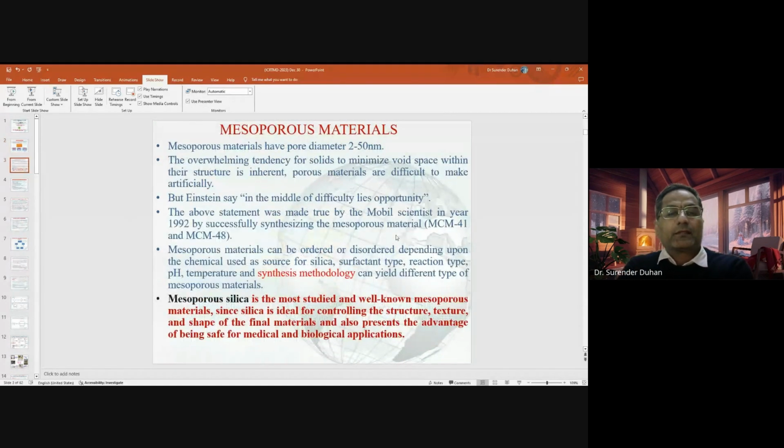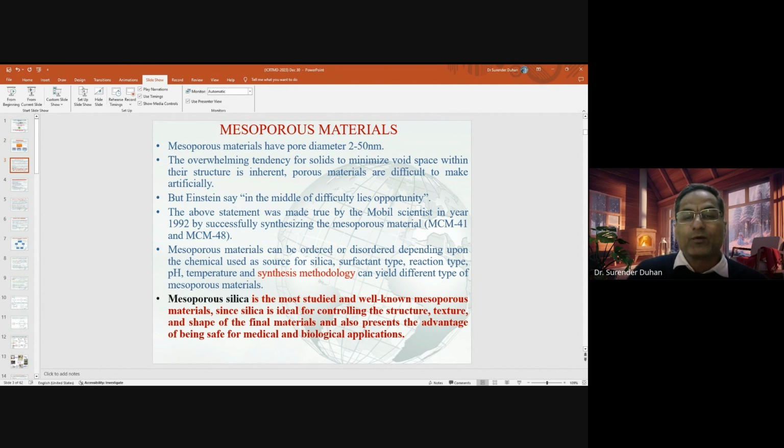In mesoporous materials, the overwhelming tendency for solids to minimize void space within their structure is inherent. Porous materials are difficult to make artificially, but Einstein said that in the middle of difficulty lies opportunity. This statement was made true by Mobil scientists in 1992, who successfully synthesized the mesoporous materials MCM48 and MCM41, the Mobil crystalline materials. These are also types of silica.